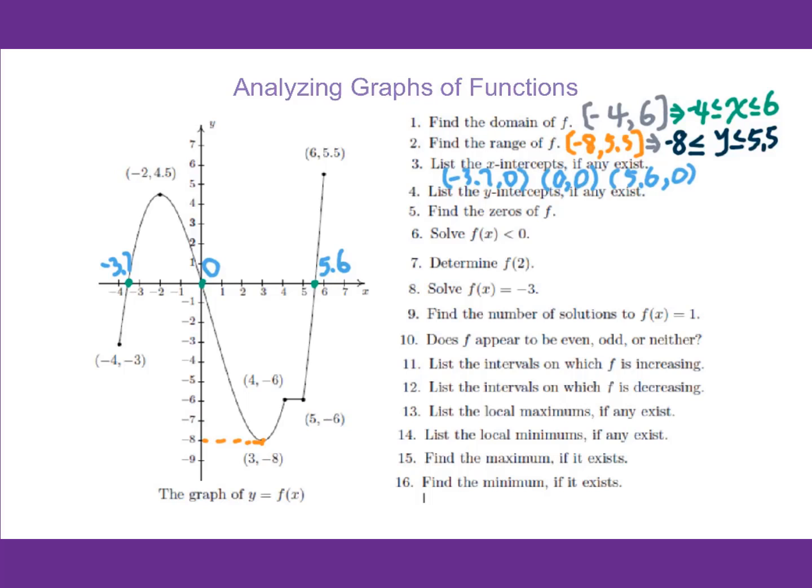For number 4, list the y-intercepts. The line crosses the y-axis at (0, 0). So the y-intercept is (0, 0). Number 5, find the zeros of f. Basically, numbers 3 and 5 mean the same thing. Normally, for zeros of a function, we list all x-intercepts. So we got x equals -3.7, 0, and 5.6.